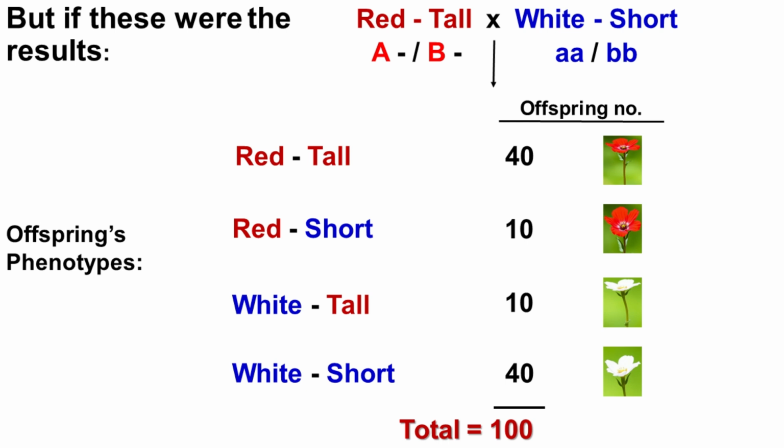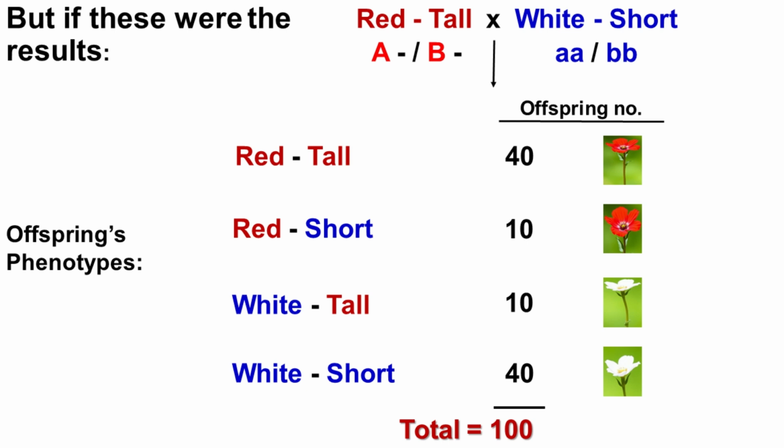The two phenotypes with higher numbers, red tall and white short, are, as mentioned before, parental types. They represent the original combinations of alleles present in the parent plants. And the two phenotypes with lower numbers, red short and white tall, are recombinant types. They are the result of crossing over during meiosis.